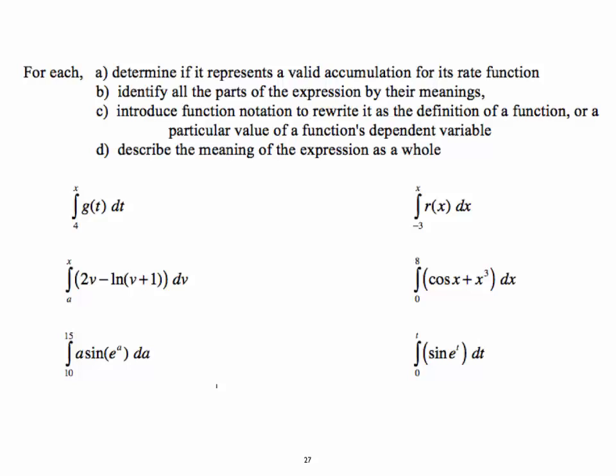So let's look at this first one here. I've got the integral from 4 to x of g of t dt. So, is it a valid expression? Will it come up with an accumulation function that's valid? Sure, and the reason is because we've got a different variable for representing every moment between 4 and x.